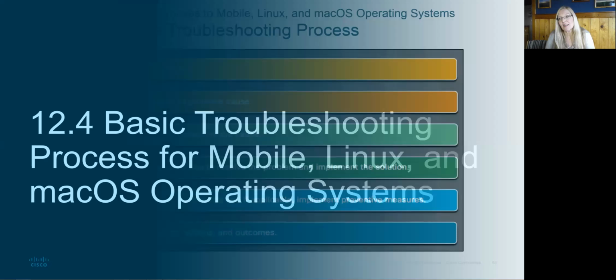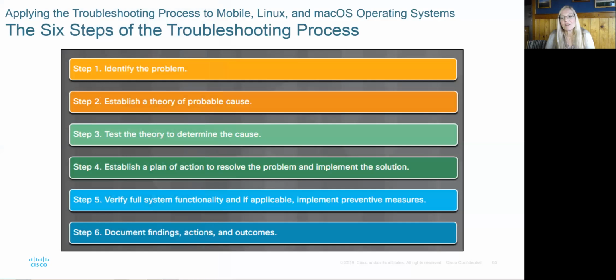So, troubleshooting. Hey, doesn't this look familiar? Here are our six steps of troubleshooting. Identify the problem. Establish your theory of probable cause. Test the theory to determine the cause. Quite possibly, you'll only get to step 3 and you'll fix the system.